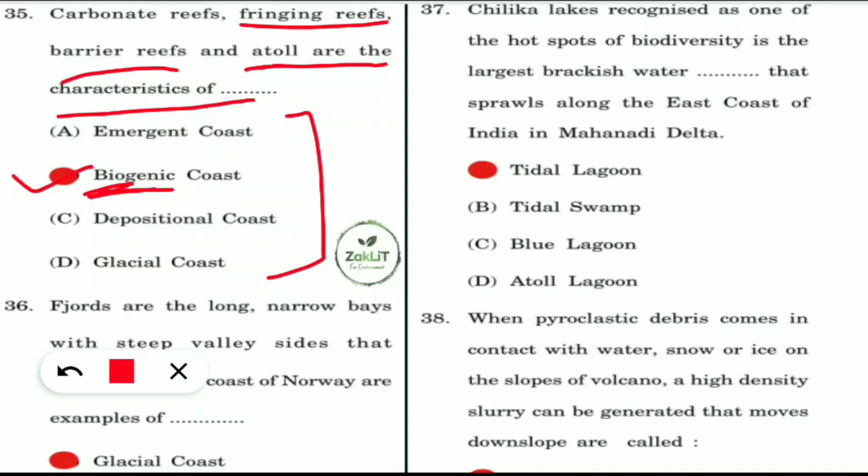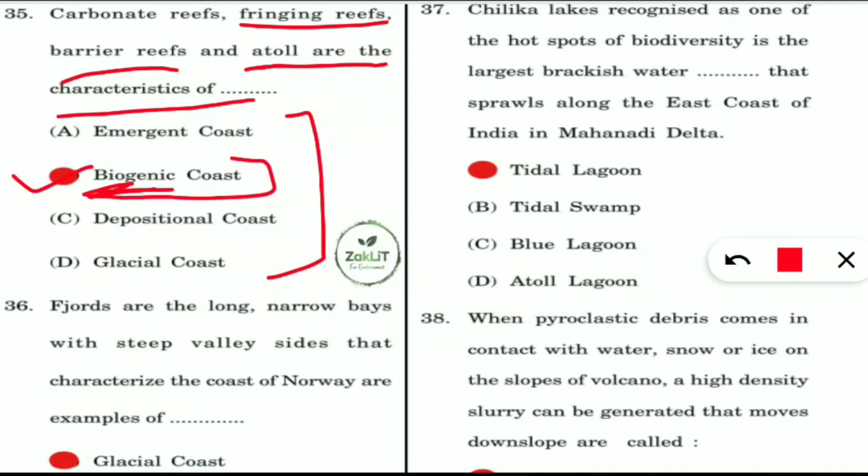They are carbonate reef, fringing reef, barrier reef and atoll reef. It is because of the living organisms, they are building the hard material, that is calcium material, which is deposited to form the reefs. So they are biogenic coasts.